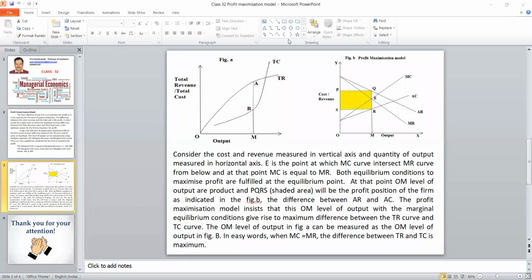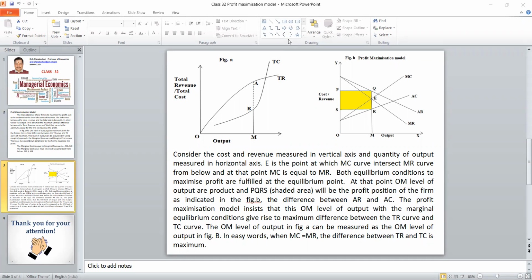For your sake, I will repeat again. When they ask about the profit maximization model, you have to write 4 headings. What are the 4 headings? First one, under theory of firm, there are 3 theories: economic theory, behavioral theory, managerial theory. This particular model comes under economic theories. In this theory, we have to prove that the marginal approach to equilibrium condition is true and scientific.